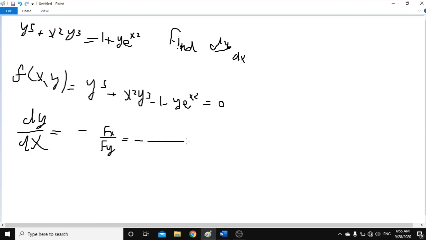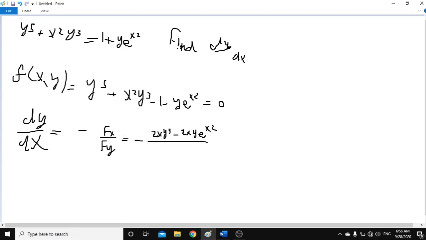Here there is a minus, dealing with the fraction. Here y to the fifth is going to be 0, dealing with x. Here is going to be 2x times y cubed, negative 1 is 0, and then negative y e to the x square. The derivative of x square is 2x. It's going to move here, times y, and then e to the x square.